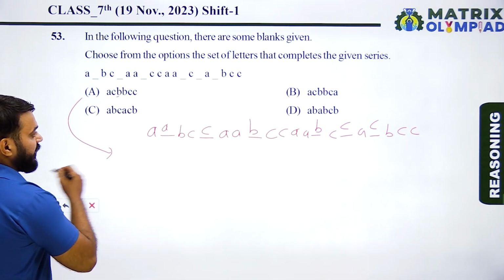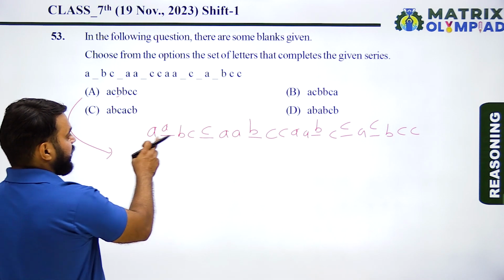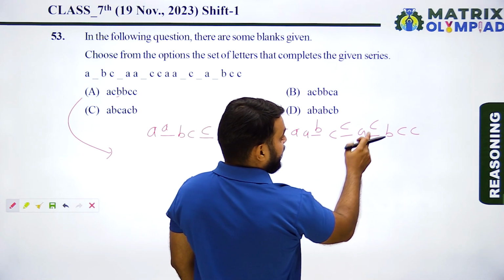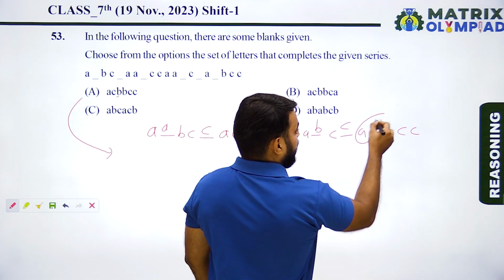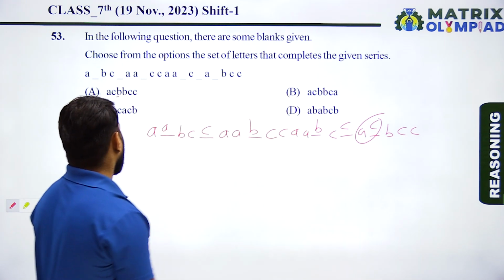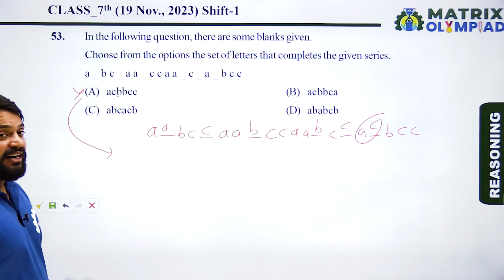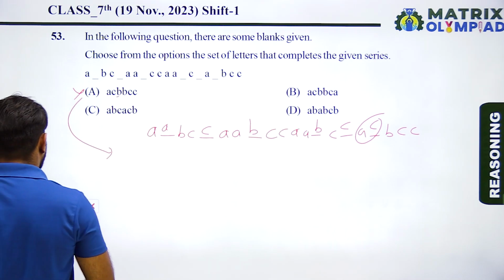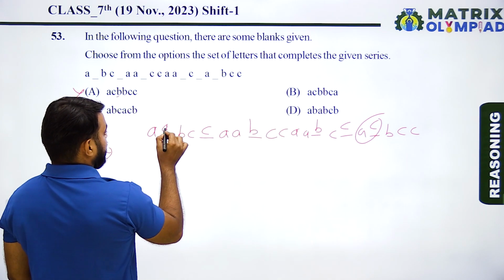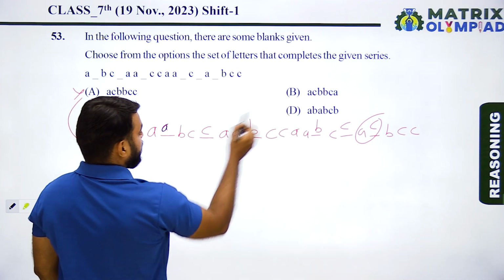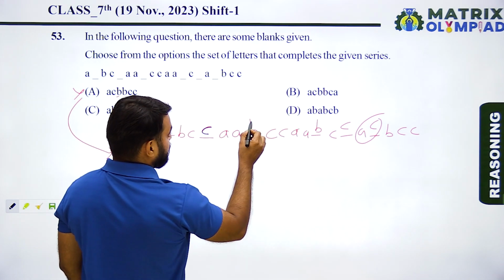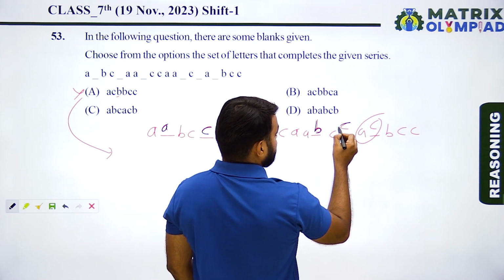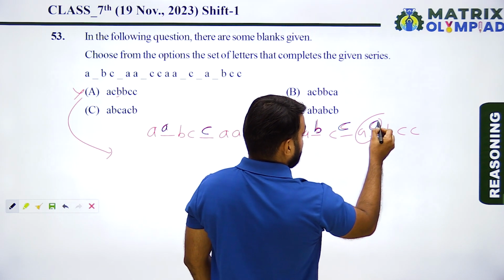So check the pattern. The pattern of the question: A B C C, A B C C, A B C C, A C C, not C, A B C C. So option A is the incorrect option. Now taking option B. According to option B, first blank means A, second blank means C, third blank means B, fourth blank means B, fifth blank means C, and sixth blank means A.